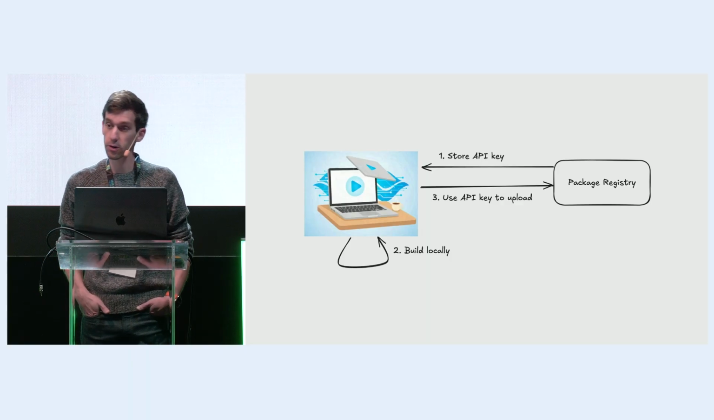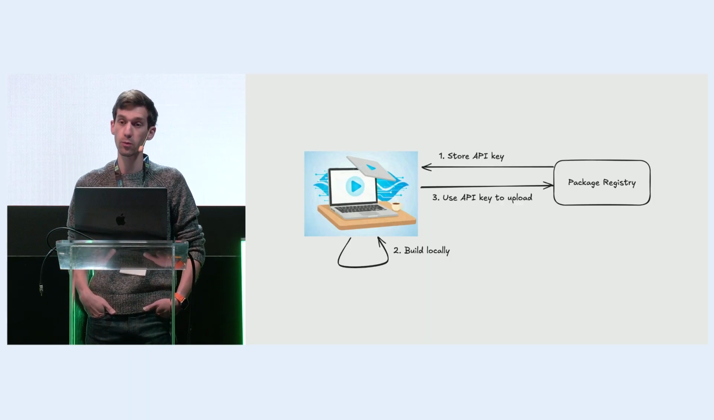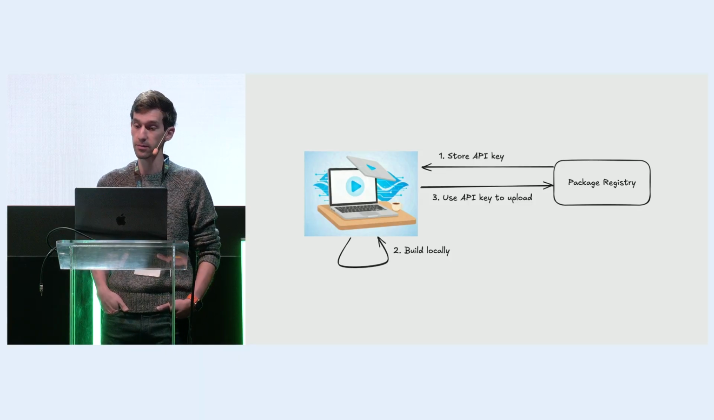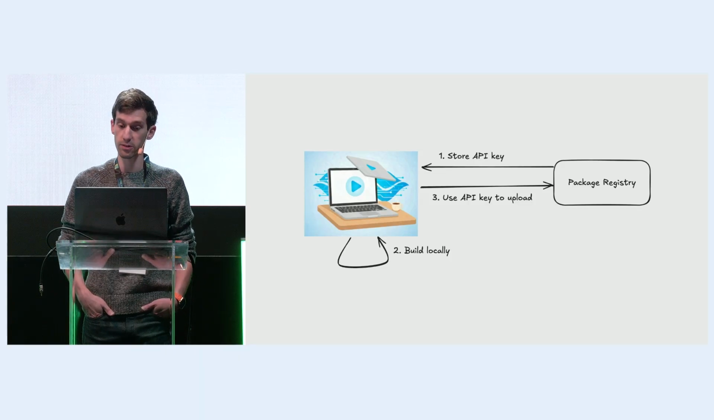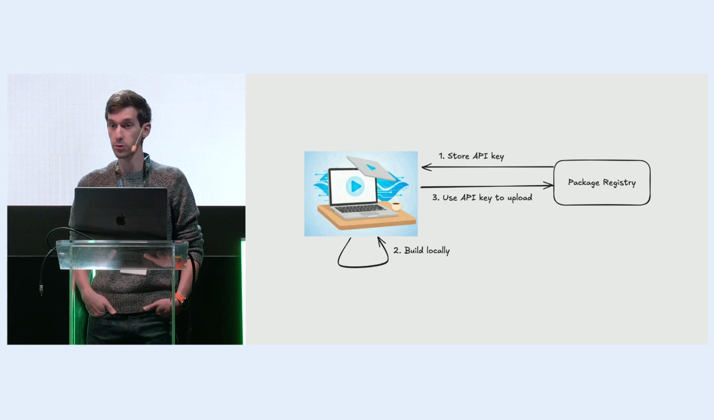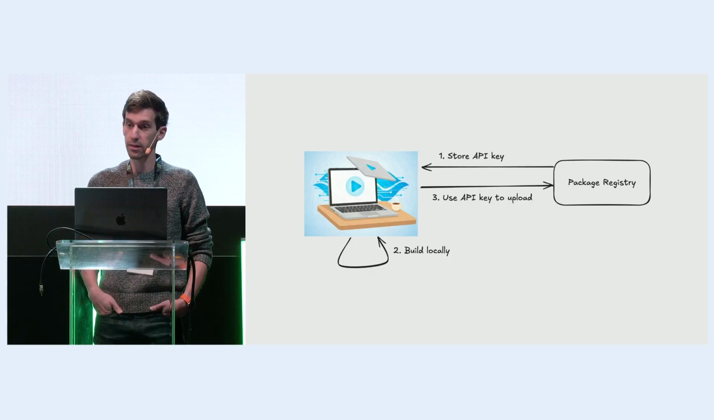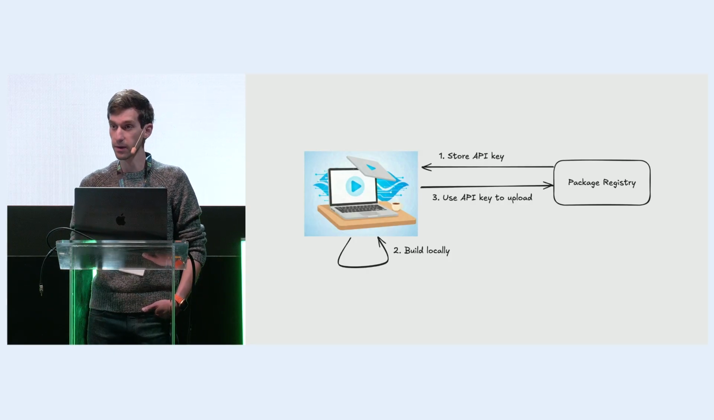So let's start talking about the process of uploading and downloading from a registry and where we can apply transparency. So this is the most simple example to start with. This is the typical process of uploading to a package registry. Some user is going to request an API key. They'll store that API key on a laptop. They'll build locally, and then they'll use that API key to upload.